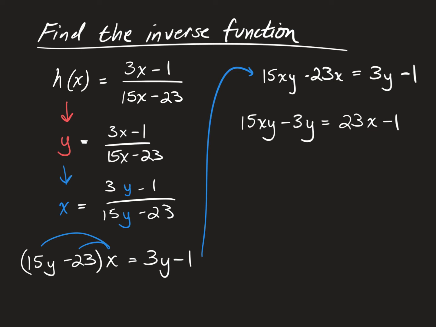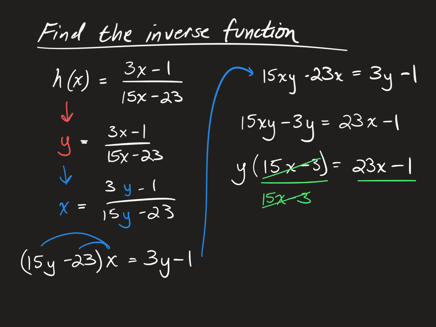Now that all of the terms with y are on one side, we can common factor the y out of those terms, leaving us with y times 15x minus 3 equaling 23x minus 1. And then the final thing to do here is to divide both sides by 15x minus 3, which will isolate y. So we will have h inverse of x this time because, again, we have to match our letters here. It started with h, we'll have h inverse. That will be equal to 23x minus 1 all over 15x minus 3.